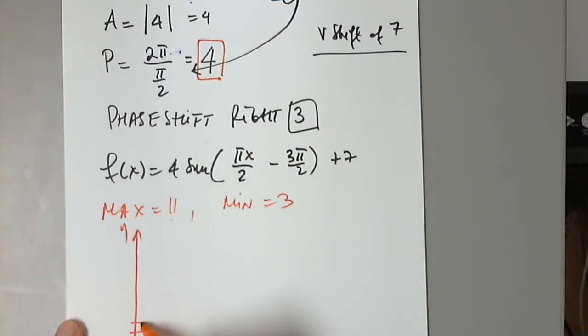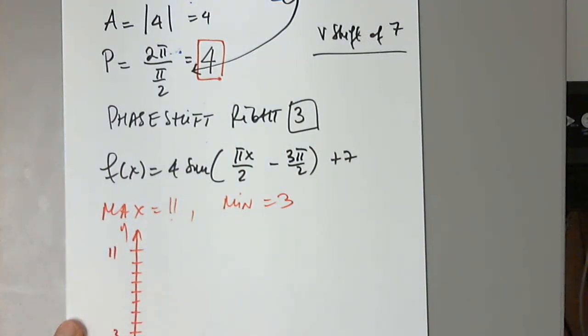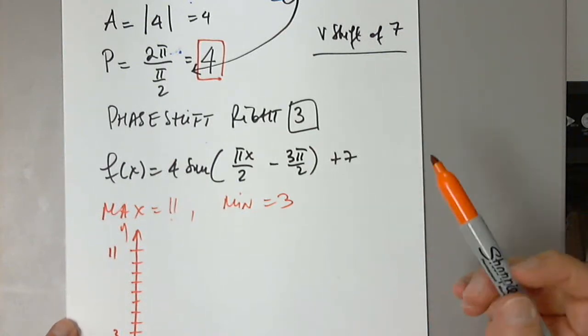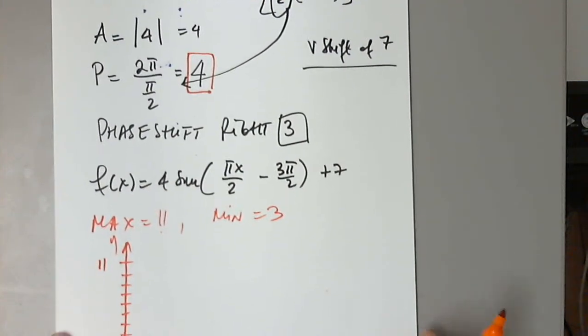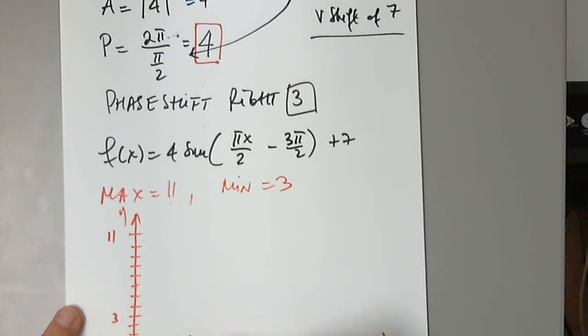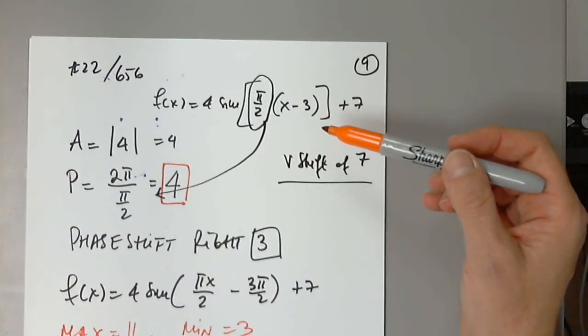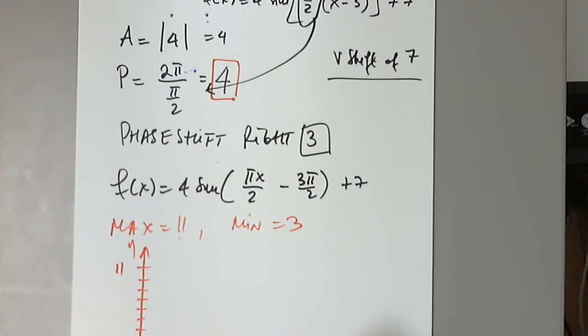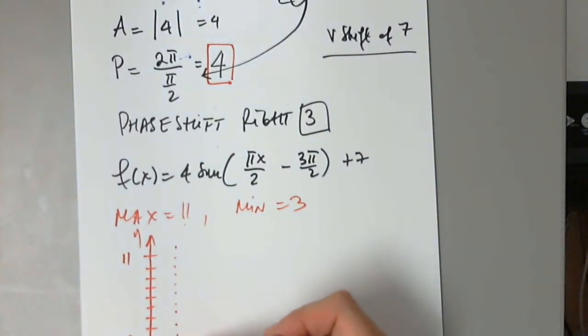So 1, 2, 3, 4, 5, 6, 7, 8, 9, 10, 11. So 3 is here. Horizontal shift of 3. 1, 2, 3. So the function starts at 3. So it has a horizontal shift of 3, right? It starts at 3, and the period is 4. So everything has to happen between these.